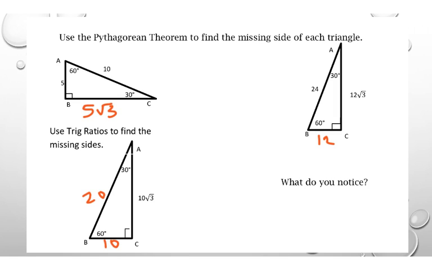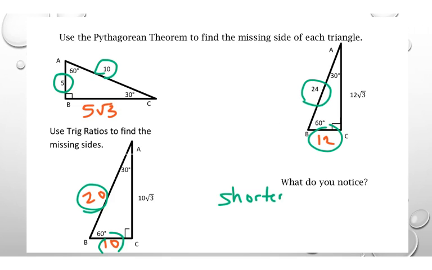Okay, so one thing hopefully you notice is that on each of these triangles, if you look at the shorter leg and the hypotenuse, do you notice anything? The shorter leg is half the length of the hypotenuse.